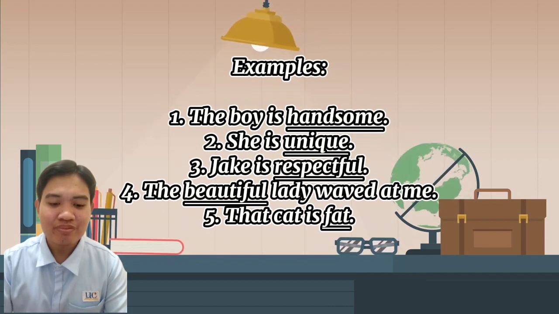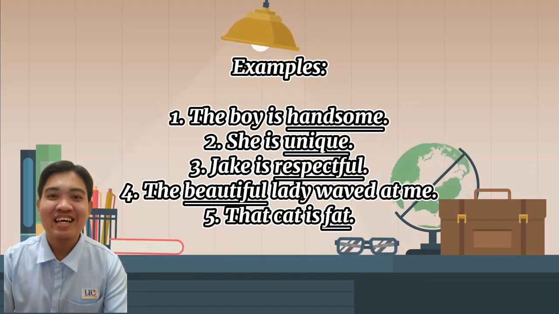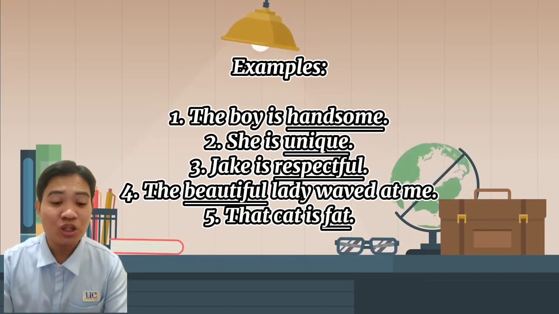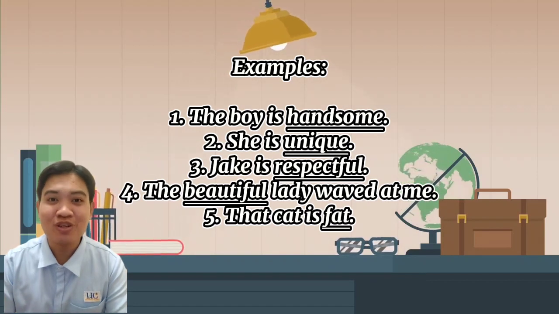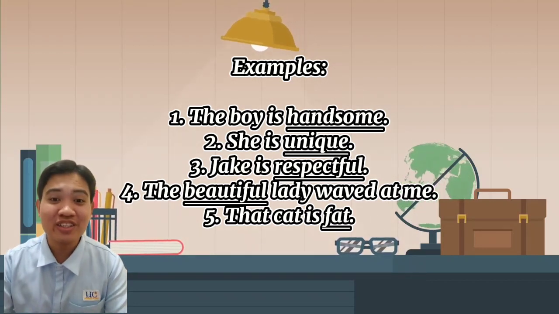So here are examples of adjectives. The first sentence: the boy is handsome. The boy here is our noun, which is also the subject in the sentence, and the word handsome describes the boy. So therefore it is an adjective. Second: she is unique. The word she here is a pronoun, and the word unique describes the pronoun. So therefore, it is also an adjective.